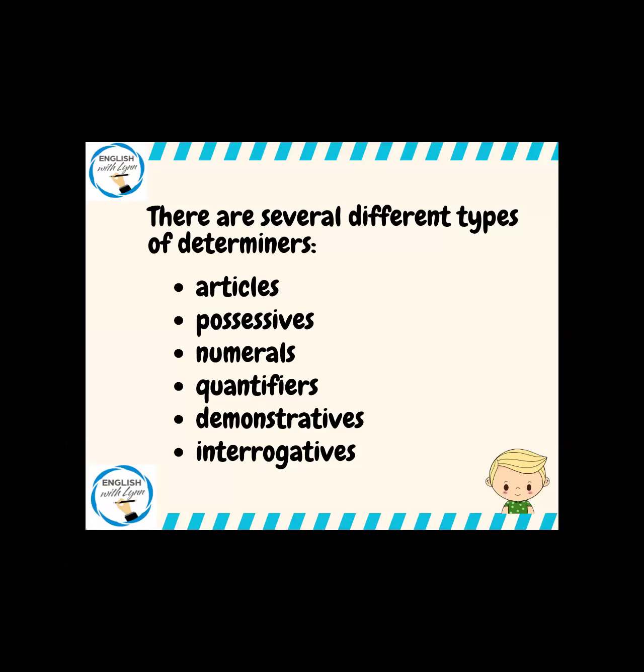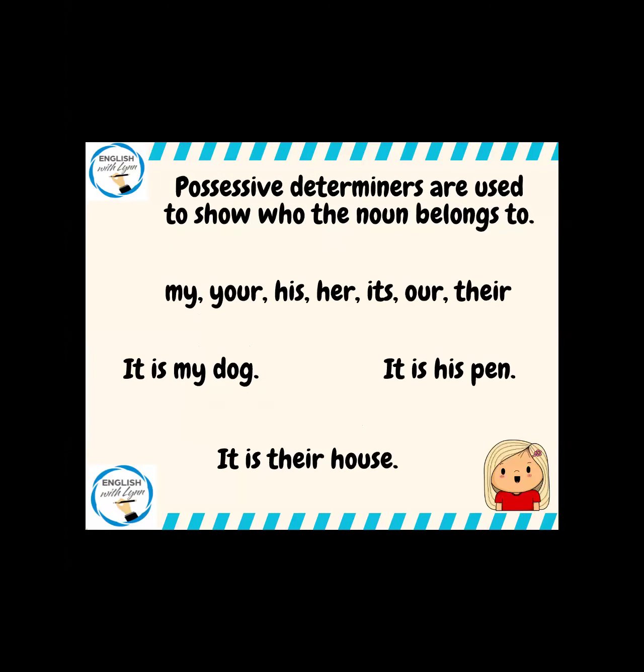So the other types of determiner are possessives, numerals, quantifiers, demonstratives, and interrogatives. We will take a closer look at each of these and explain what they are and how they're used. So when we are speaking about possessive determiners, they are telling you who the noun belongs to. And when we use possessives, we are using these words.